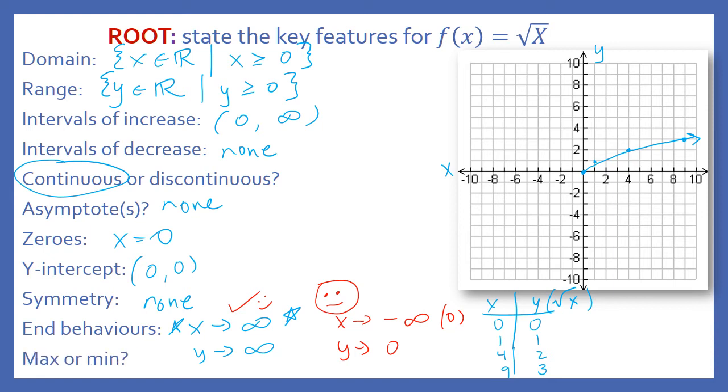And then min or max, it reaches a minimum of y equals 0, but it's not really a local min or max, so we're not even going to worry about that. So there's our square root function.